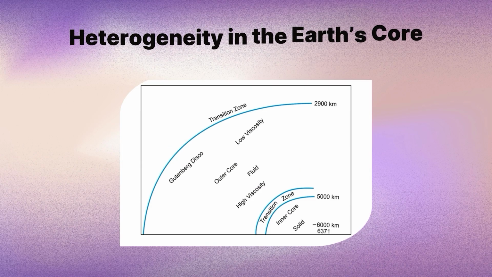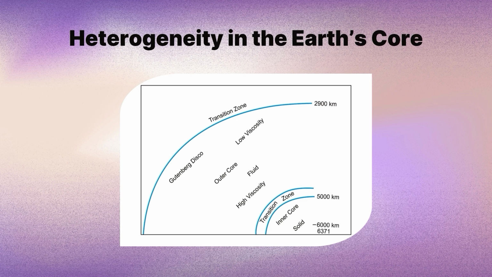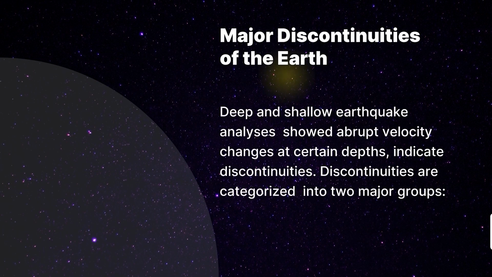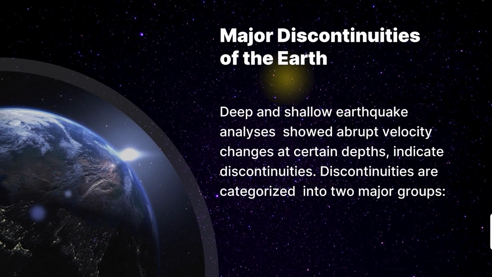Now again, heterogeneity in the core. We have a transition zone, low velocity zone, Gutenberg discontinuity, core, outer core, fluid, high velocity, transition zone, inner core and inner solid NiFe. The major discontinuities of the earth can be repeated here.